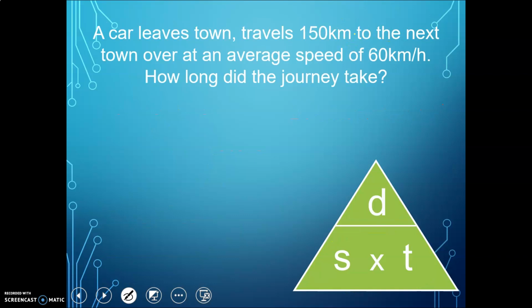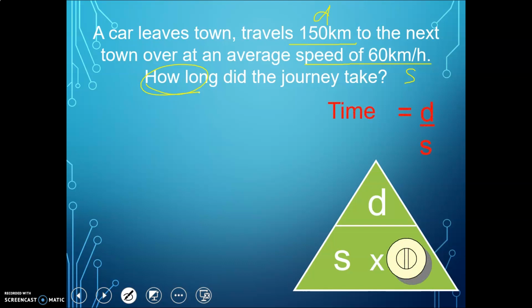All right, next one. A car leaves town, travels 150 kilometers. So 150 kilometers would be a distance to the next town over at an average speed of 60 kilometers per hour. So this is our speed component. How long did the journey take? So we're looking for how long. That means we're looking for a time component. We're going to cover up time. That means that to find time, we have to do distance divided by speed.